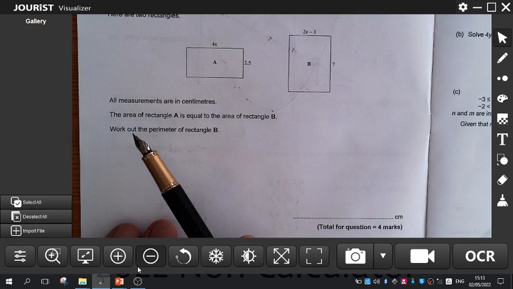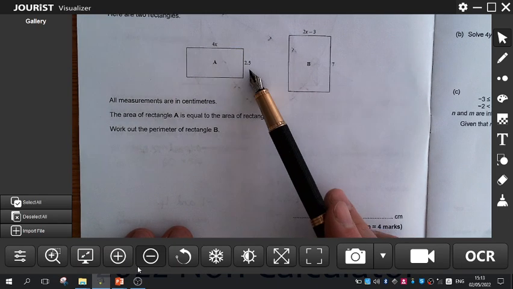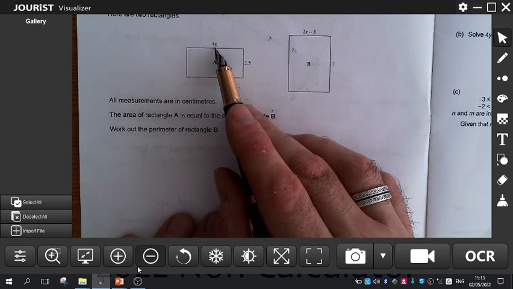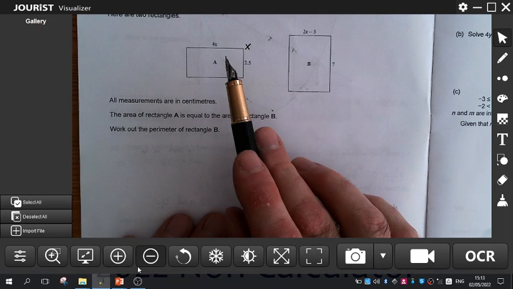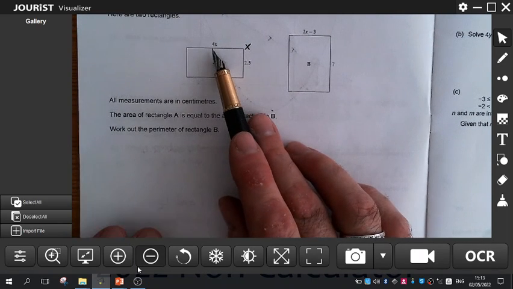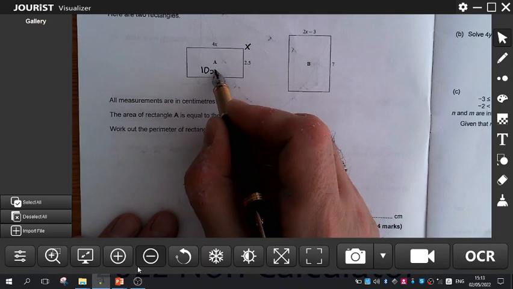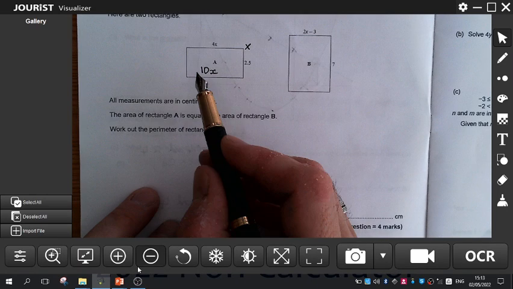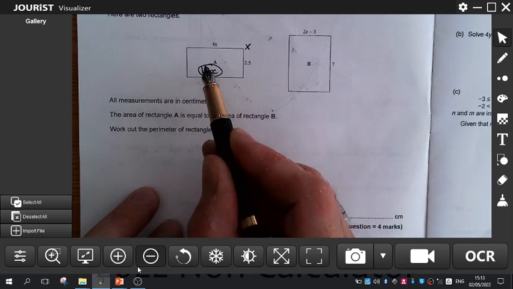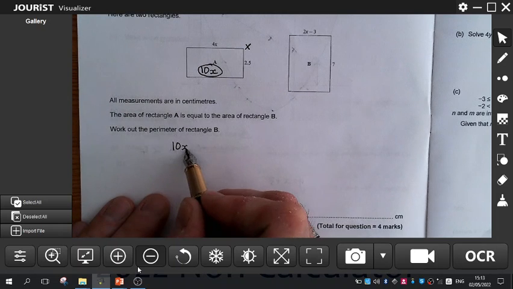The area of rectangle A, well at that point I would stop reading and I would work out the area of rectangle A. I've got to do 4x times 2.5x, well 2.5 times 4, if we double it and double it again, is 10, and don't forget the x, 2.5 times 4x. The area of rectangle A, that's that bit dealt with, is equal to 10x.